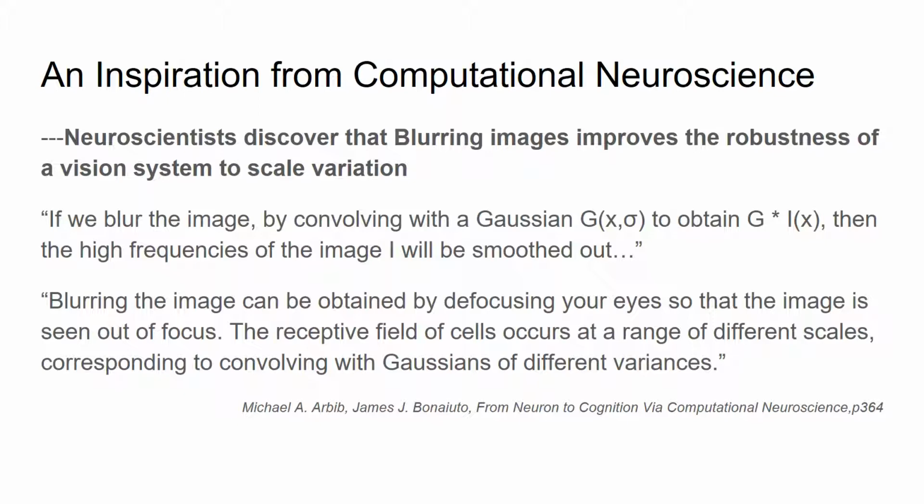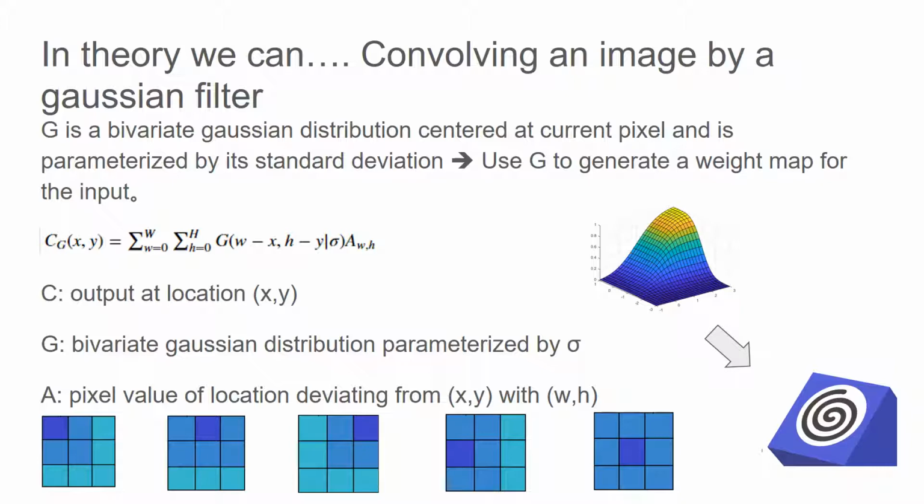So in theory, we can try convolving the image with the Gaussian filter. The Gaussian filter is a bivariate Gaussian distribution centered at the current pixel, and it is parameterized by a standard deviation. Basically, we use this Gaussian filter to generate a weight map for the input. For simplicity, you can think of the Gaussian filter as just a bell curve in 3D.